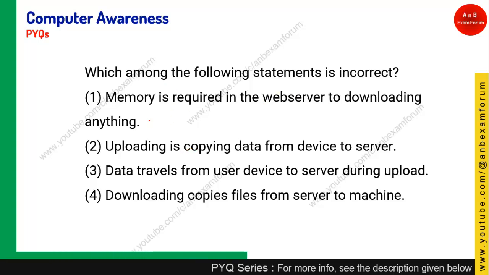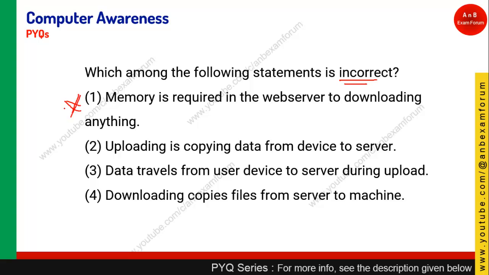Which among the following statements is incorrect? We need to find the incorrect statement. Memory is required in the web server to download anything. Memory in the server is not required. Why is it not required? Because it is the server memory; we only need to transfer the data. So option 1 itself is the wrong answer. Let's see the other pointers as well.